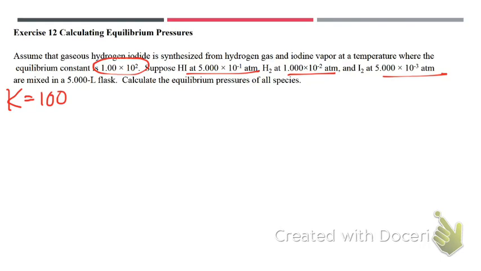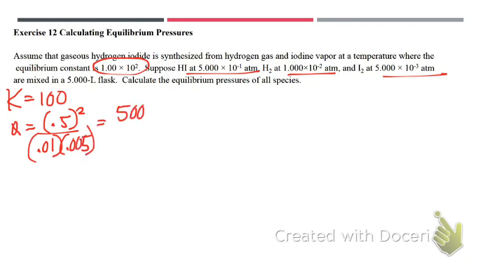We're going to calculate a Q real quick so we can see which direction we're lying. We would have 0.5 squared over 0.01 times 0.005. That comes out to 5,000. So K is less than Q, and we're going to shift this way. Our reaction with these pressures is going to favor the reactants. So when we do our RICE table, we're going to do our pluses and minuses on opposite sides, because we know which way it's favored.